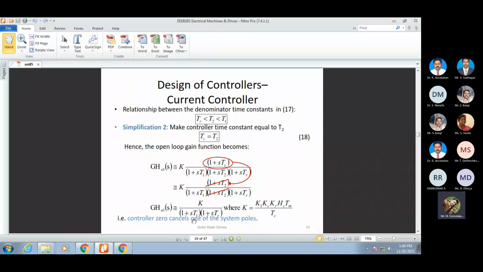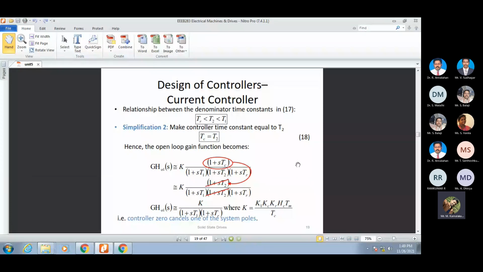So the open loop transfer function of this current controller becomes K divided by (1 plus S into T1) times (1 plus S into TR). That is what we are getting, where K becomes K1, Kc, KR, HC, TM divided by TC. This is nothing but the controller, this is the converter, and this is the motor time constant and everything. This K represents the gains of the system, and T represents the time constants of the controller and of the converter. So R represents the converter and C represents the controller.